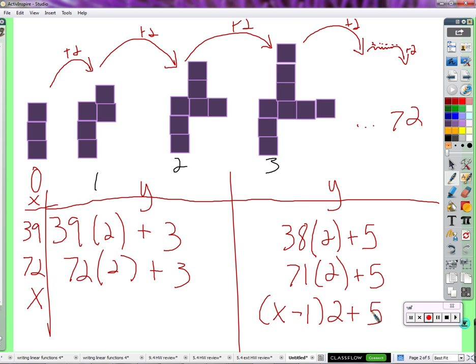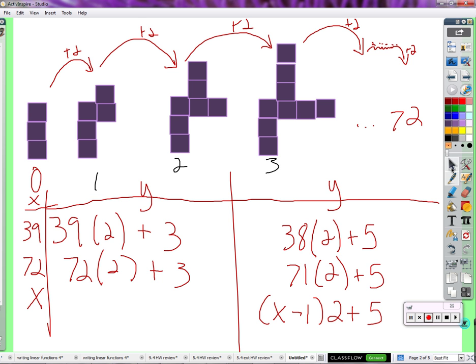For figure 72, we're going to subtract 1, multiply by 2, add 5. The times 2 is always the same. The plus 5 is always the same. Okay. So there's the number of the figure minus 1 times 2 plus 5.